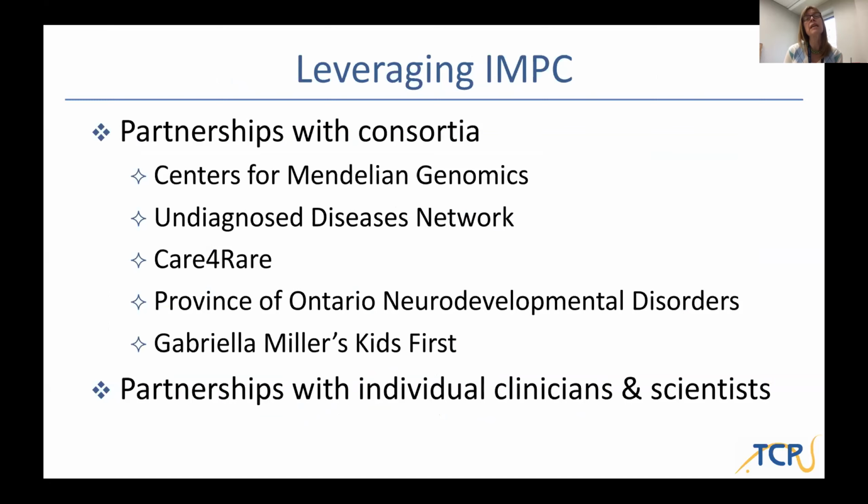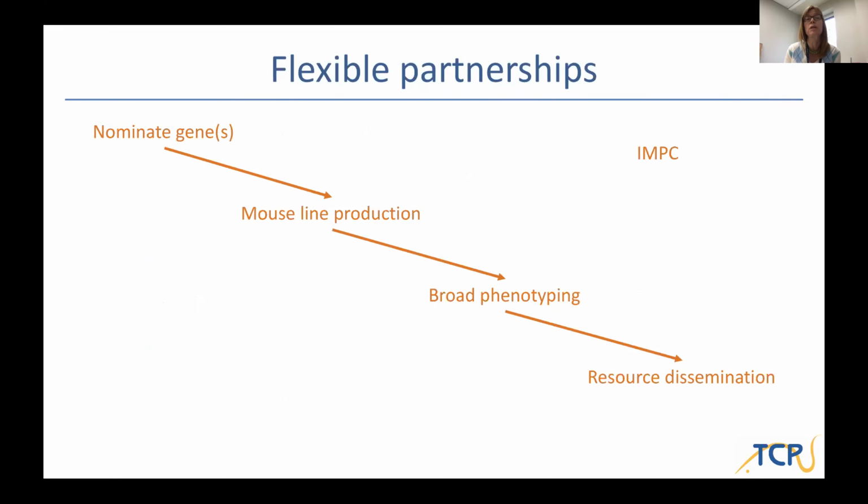So how can you use this data? IMPC has both formal and informal partnerships with several consortia, including the Centers for Mendelian Genomics, the Undiagnosed Diseases Network, Care for Rare, the Province of Ontario Neurodevelopmental Disorders Network, and also the Gabriella Miller Kids First program at the NIH. We also have partnerships with individual clinicians and scientists. So how do these partnerships work? Well, they're fairly flexible and they vary depending on whether it's a consortium or a scientist and how many genes are of interest to that group or individual.